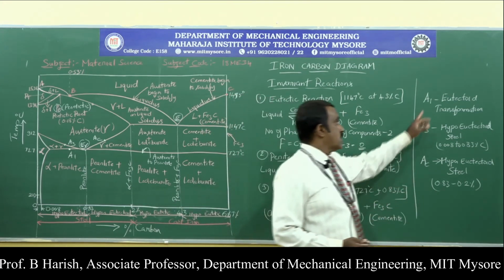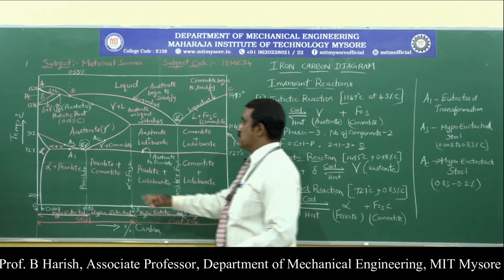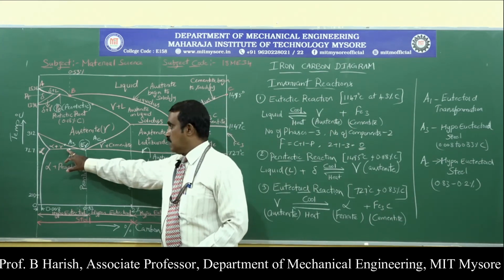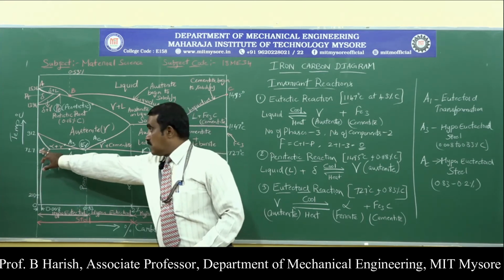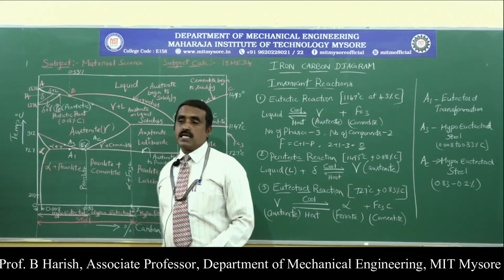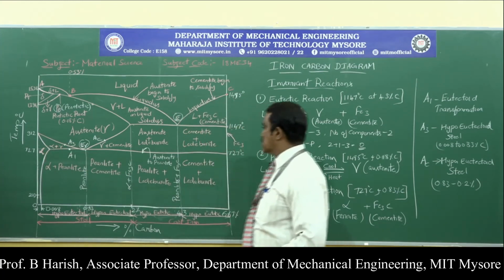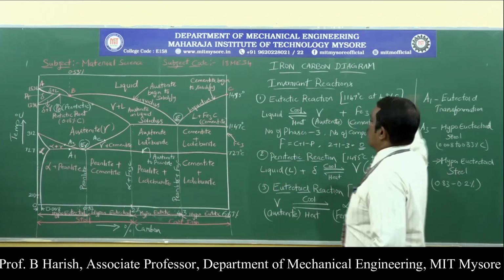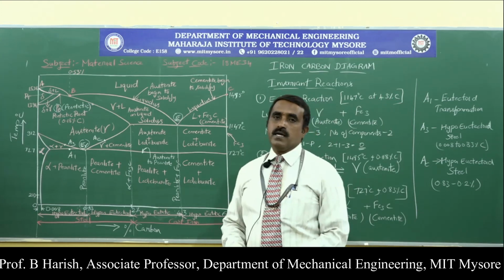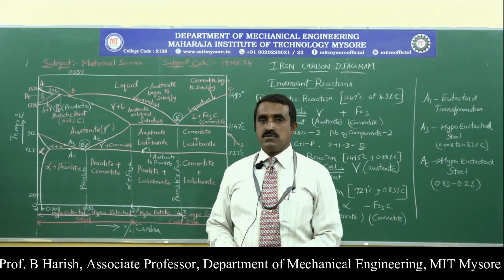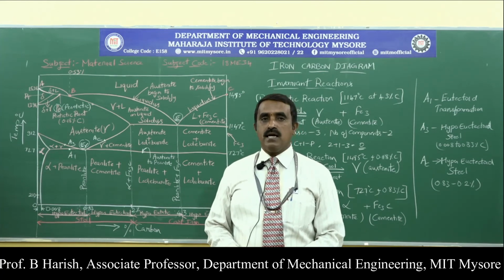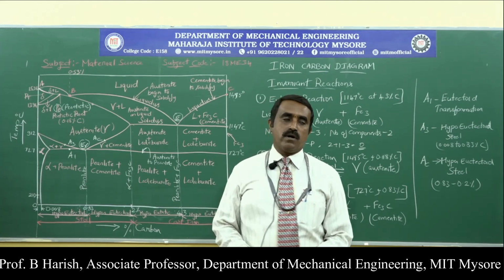So coming to the first one, A1. You can observe this diagram once again. A1 is the temperature of 727 degrees centigrade. That is where eutectoid transformation takes place. It is the temperature at which eutectoid transformation takes place. So that is the first critical temperature or critical point.